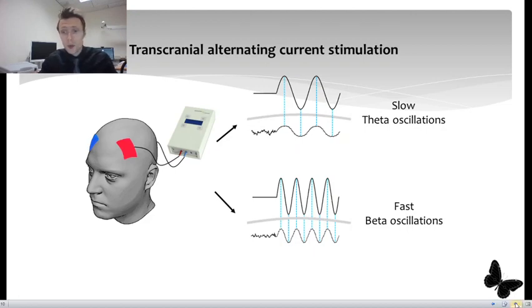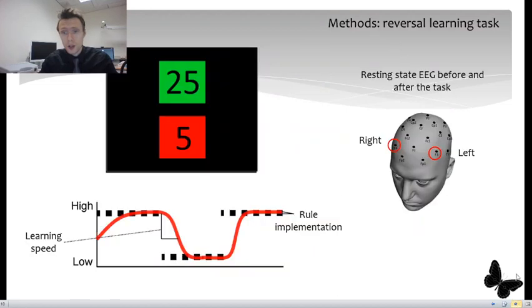So in this study, we wanted to use tACS to have an effect on reversal learning. So people in our study received a task in which they saw two numbers, as you can see in the left upper corner. And those two numbers represented points that they could either win or lose. So when they choose the 25 option, they could either win 25 points or lose 25 points. Or when they choose the 5, they could either win 5 points or lose 5 points.